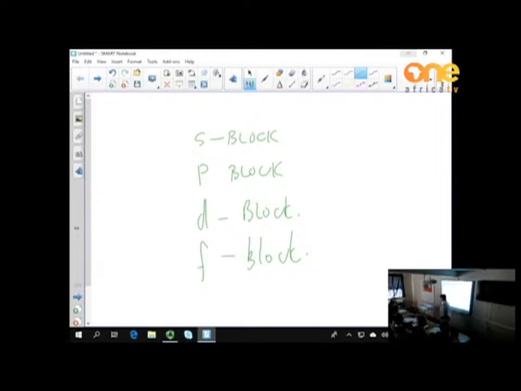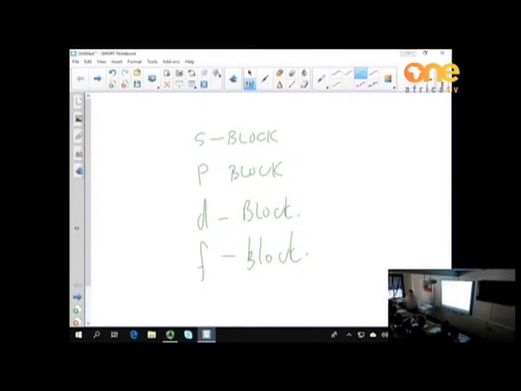If you remember, we said S block elements, these elements, group 1 and 2. What does it mean if they're an S block element? They have electrons in the S sublevel, their outer shell electrons. The P block has electrons in the P sublevel. The D block has outer shell electrons in the D sublevel, and the same for the F block elements.